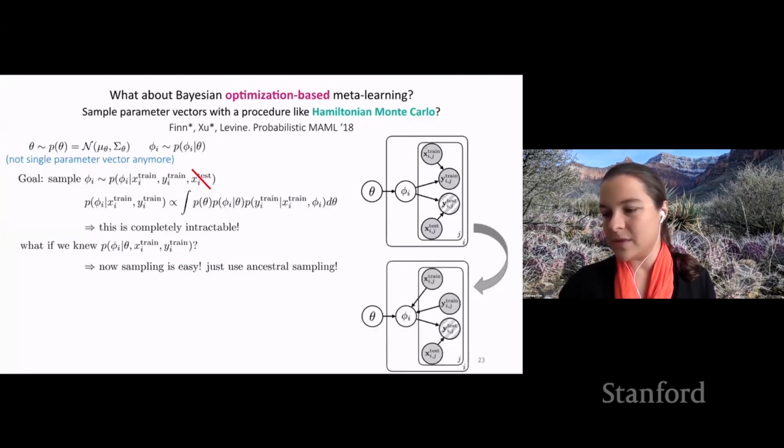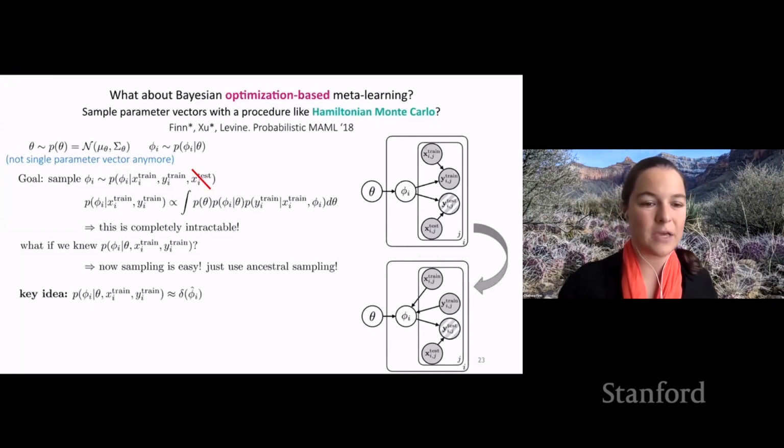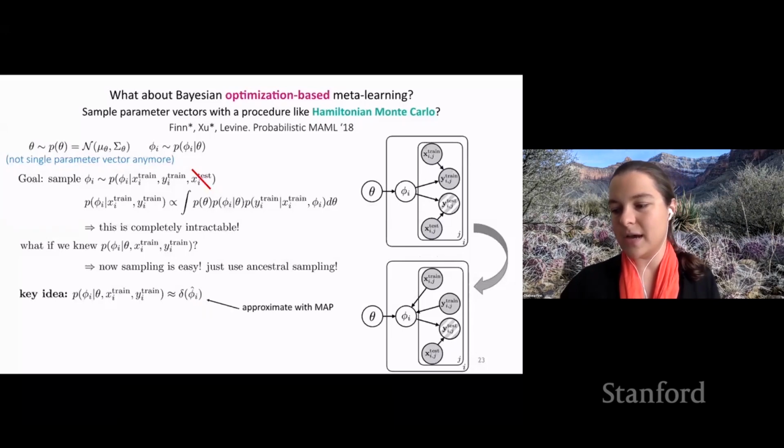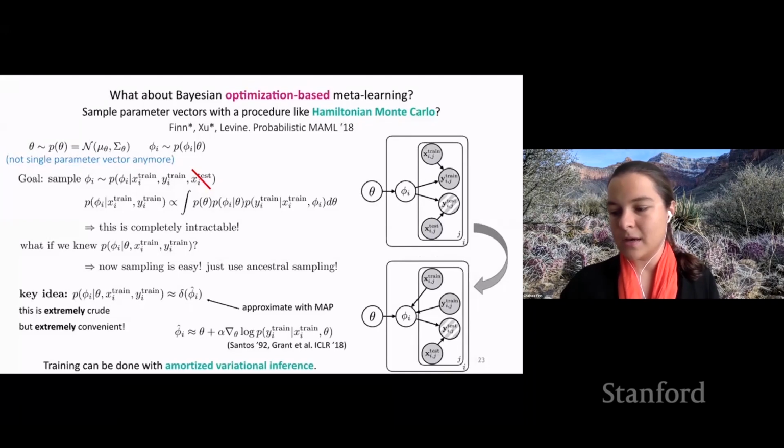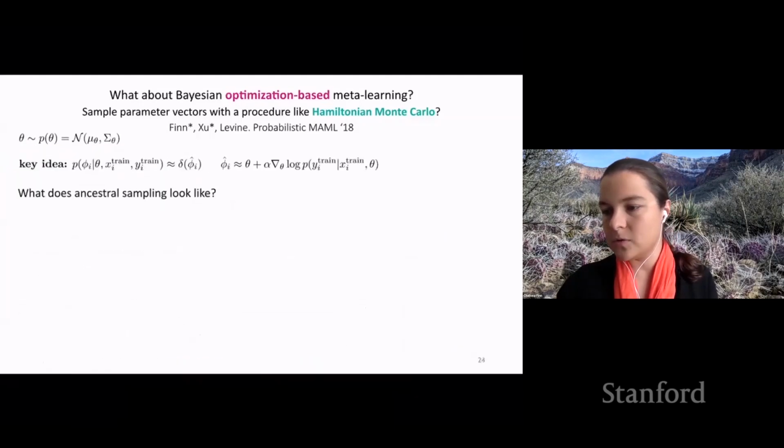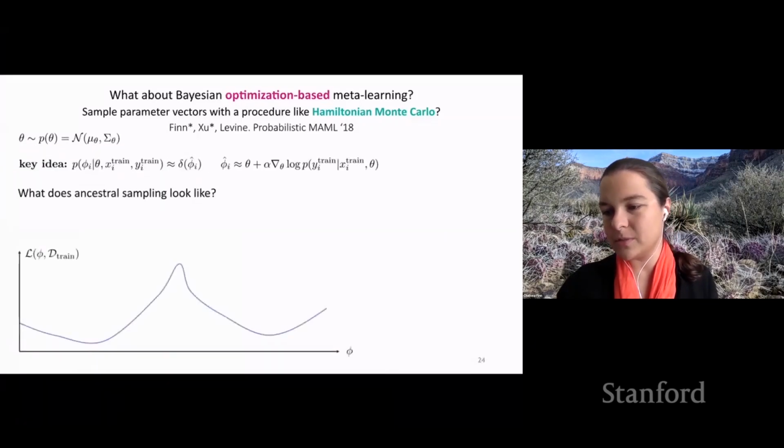So the way this works is, like the Bayesian interpretation of MAML, we very crudely approximate this as the MAP estimate of phi, which is similar to running gradient descent, and then do training on the full thing with amortized variational inference. The most important thing though is what happens at test time.